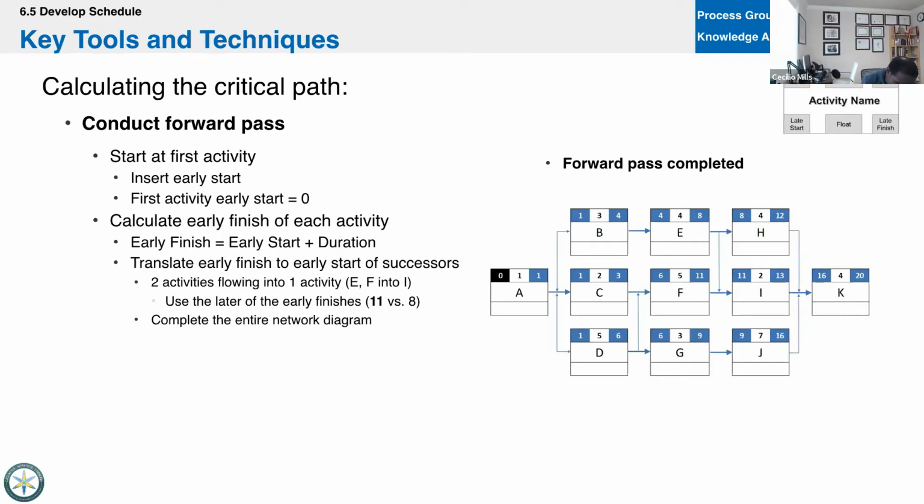Activity I, you have 2, and you have the 8 and the 11, but we take the 11, it's the larger number. And in activity J, we have 1, which is G, and so we take the 9. And you just keep going straight across.